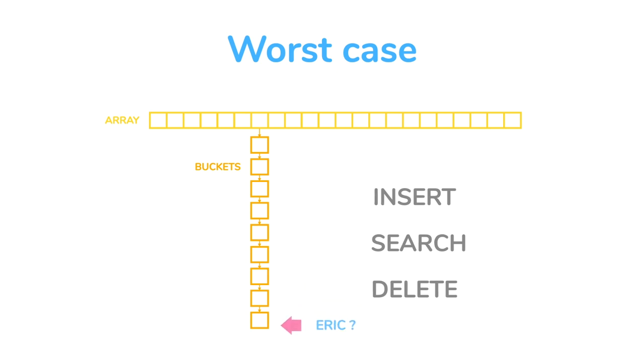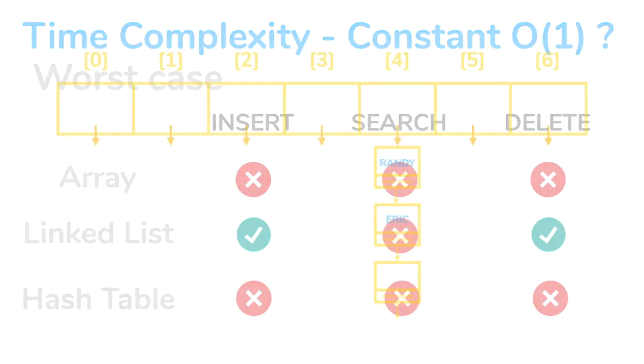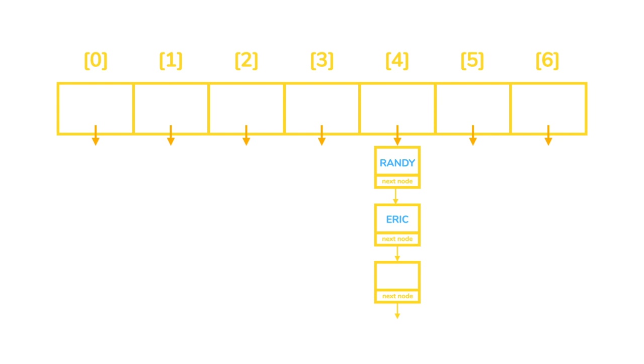So in that case, the time complexity would become O of n. But that is the worst case scenario. In general, a hash table is expected to have a constant time complexity.